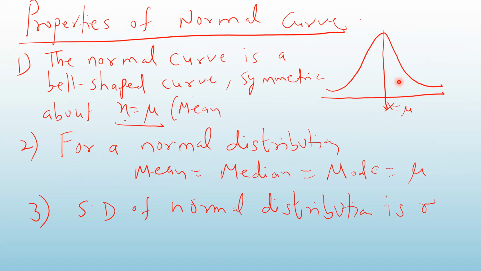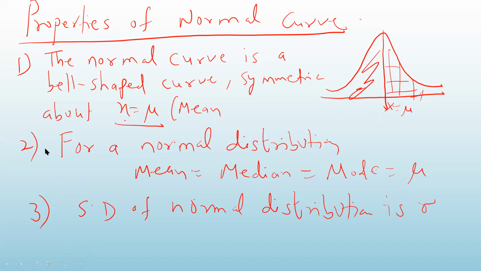Or in other words, the area to the left side of the line x equal to mu is the same as the area to the right side. That is the meaning of symmetry. So this area is the same as this area to the right side. Both the areas are the same. So this is the first property.